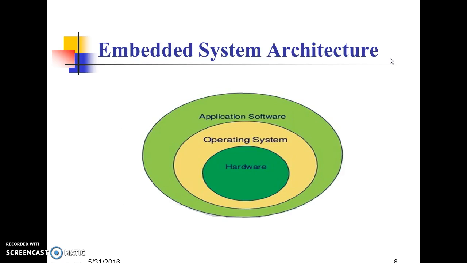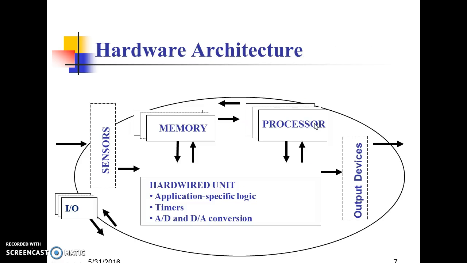Embedded system architecture. An embedded system consists of hardware, operating system and application software. Hardware architecture: an embedded system consists of sensors, which are the inputs, memory, processor, output devices. Broadly, it has input-output devices, hardwired unit, application-specific logic, timers, A to D and D to A conversion.